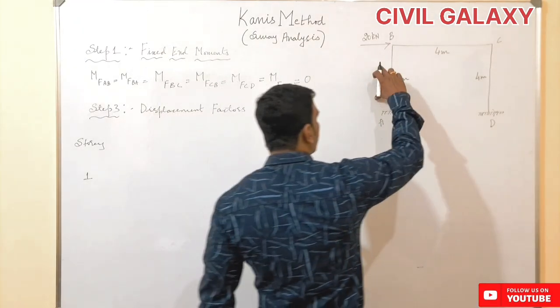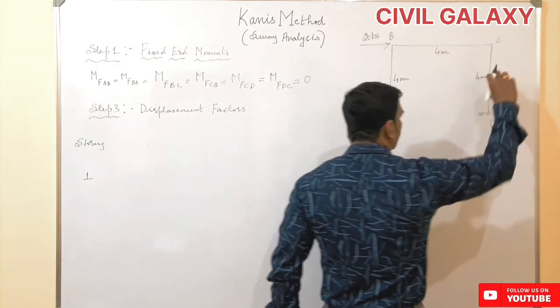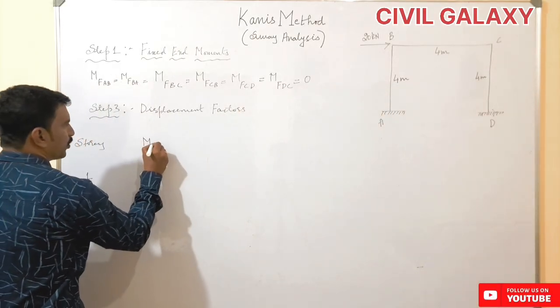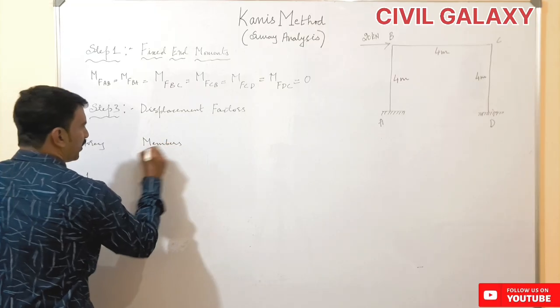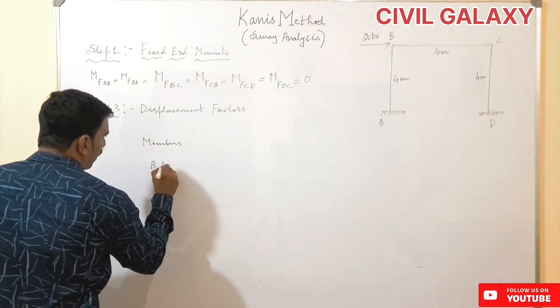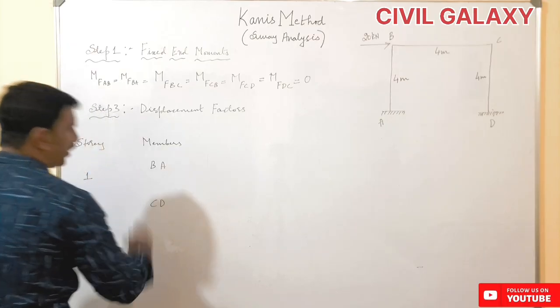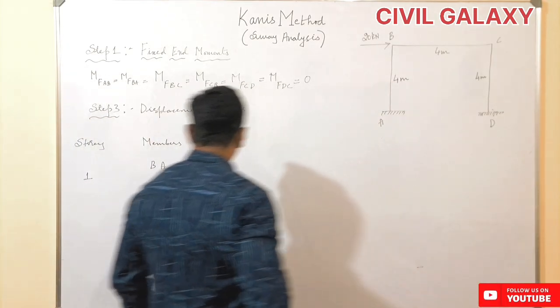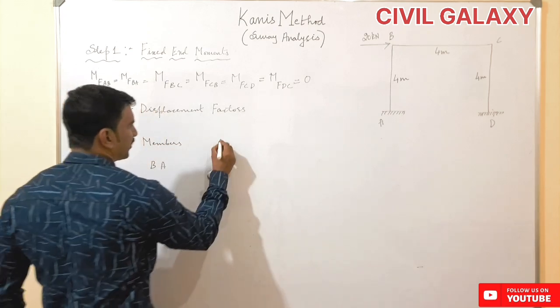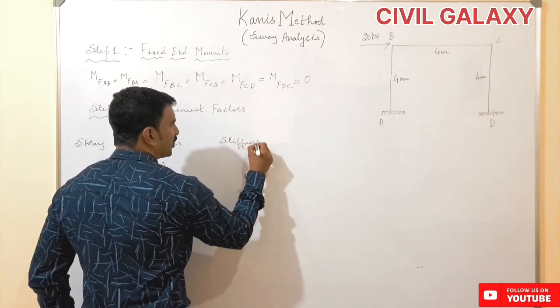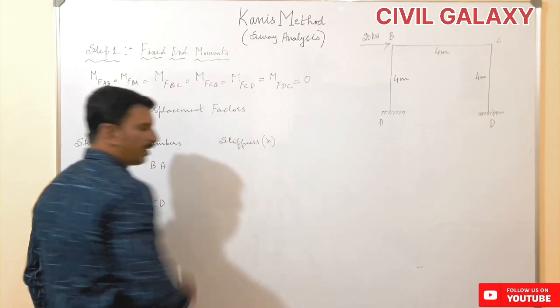See, here we are having two members, BA and CD. So we are having two members for that particular story. So we will take members BA and CD. Now for those members, we need to find out the stiffness, which is represented by K.